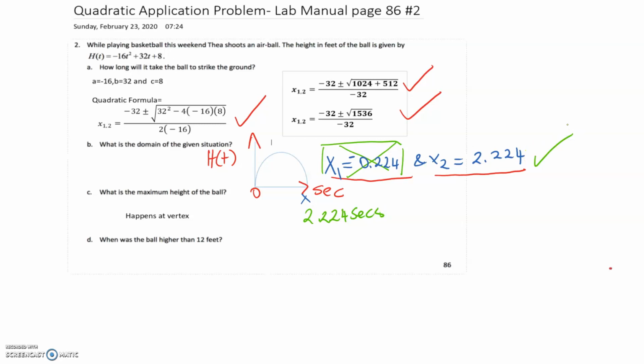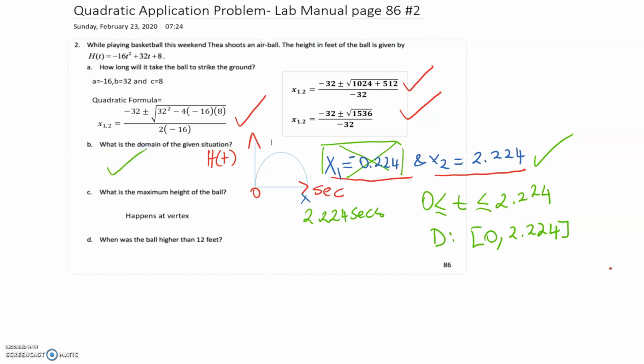And as I'm answering part A, we're answering part B. What is the domain of the given situation? The domain can start at t equals 0, and it can go until t equals 2.24. Or you can write the domain in interval form: 0, 2.24. Right, so this is part B, the green one.